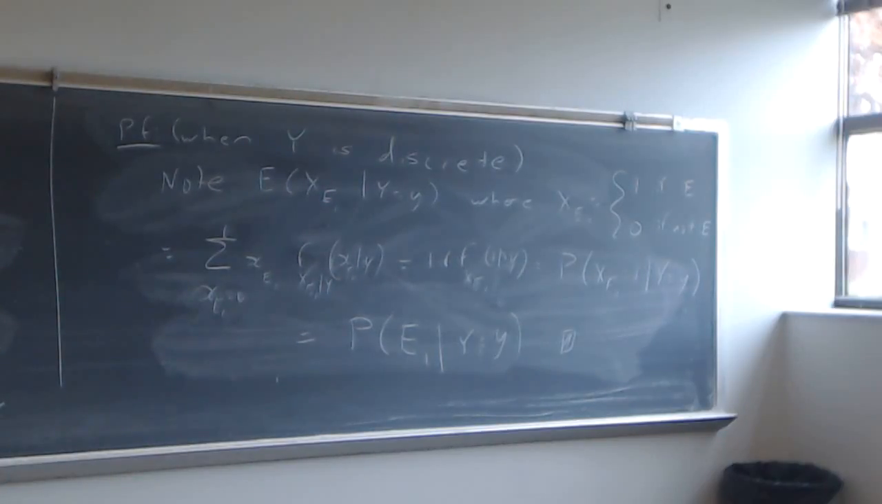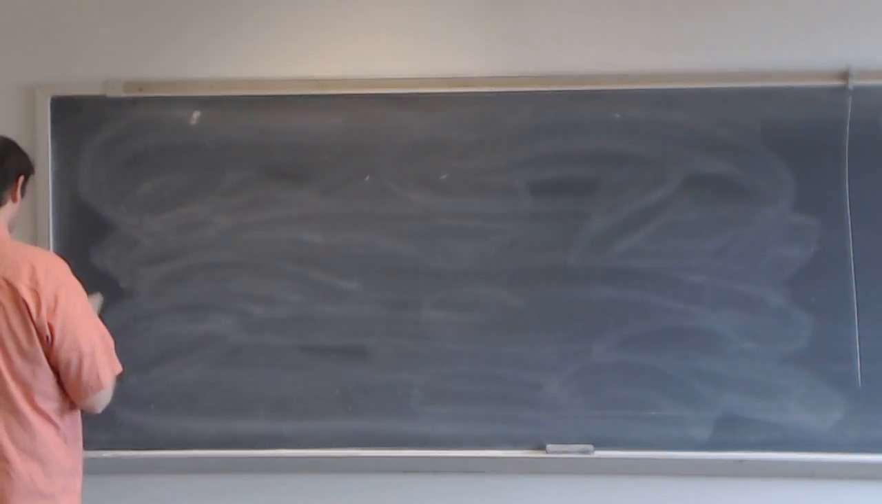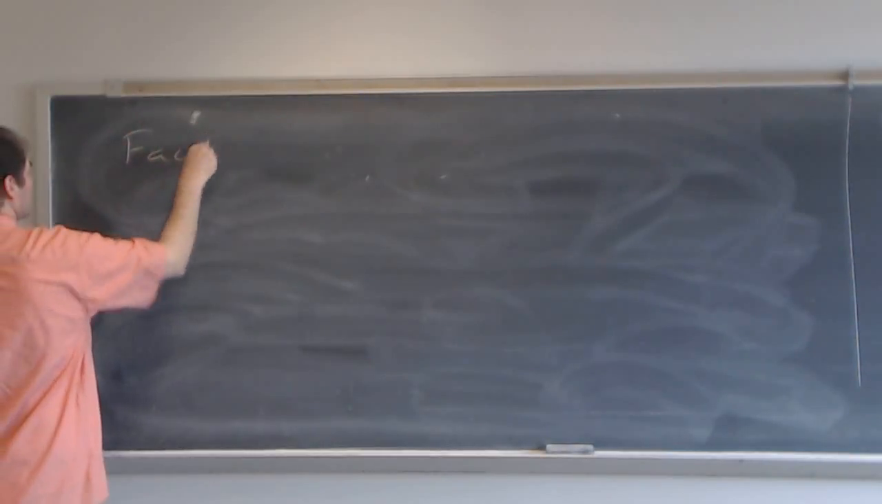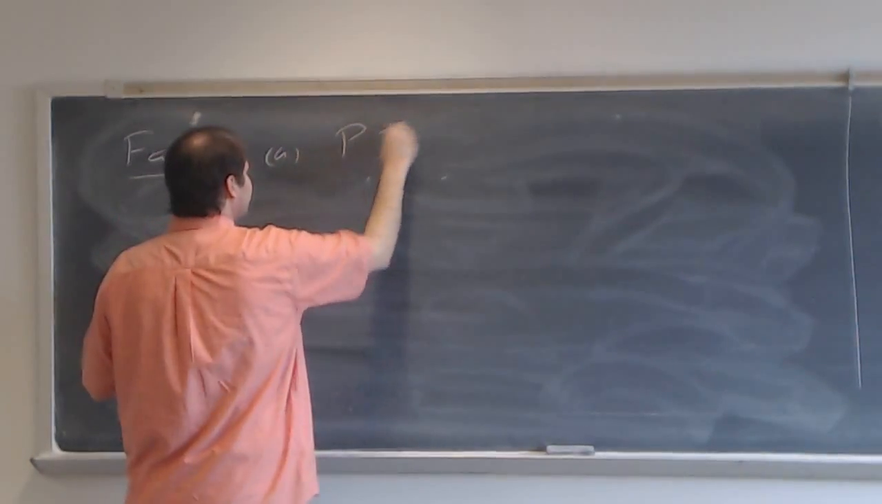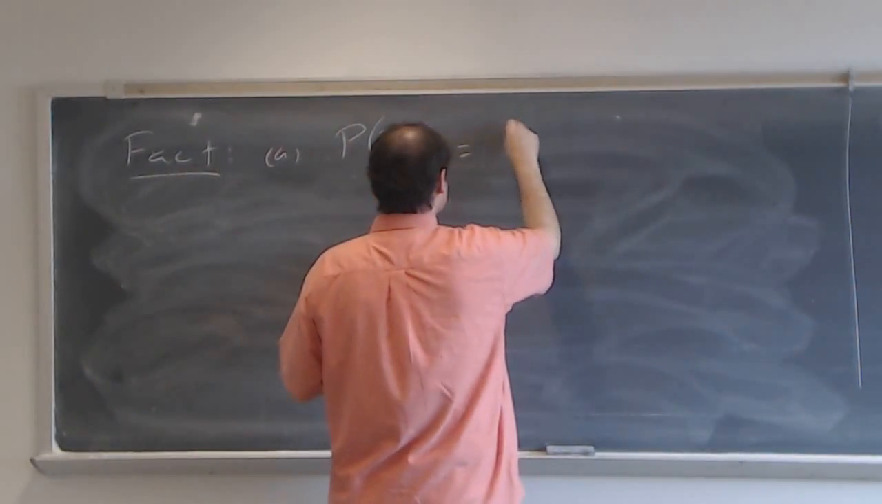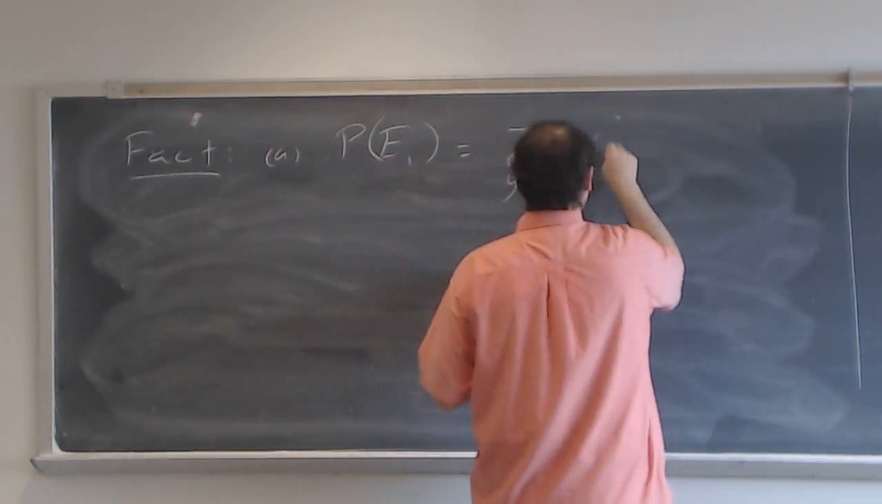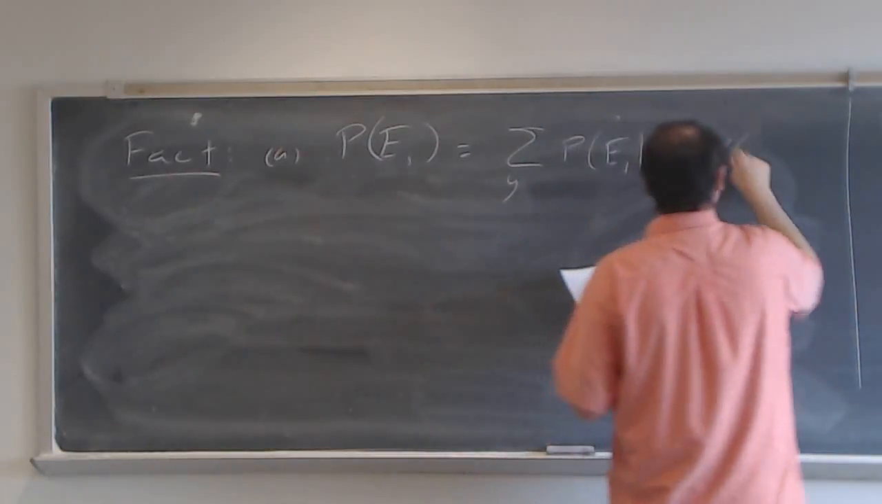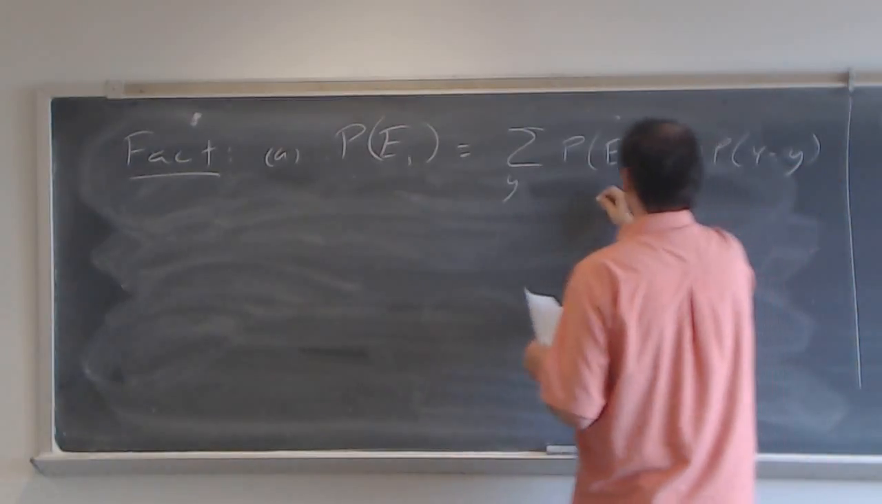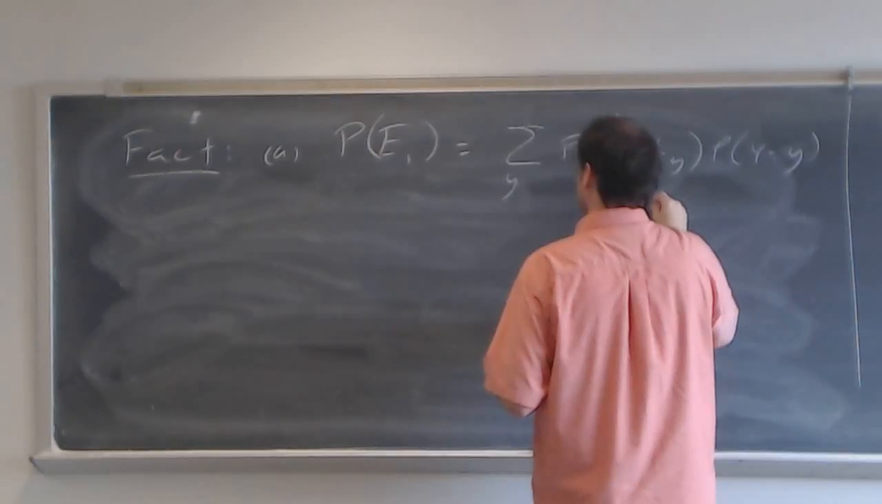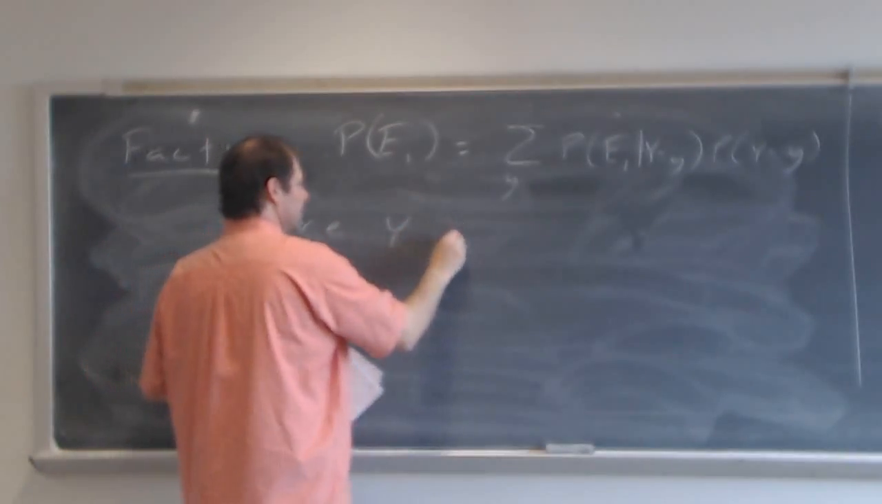Okay, that's the go-between fact to get us to our main results for today. Okay, so here's the main result for today. It's got two parts, if you will. Here's what it says. For part A, it says the probability of E sub 1 is equal to the sum over all y values of the probability of E sub 1 given Y equal to y times the probability that Y equals y, where Y is discrete.